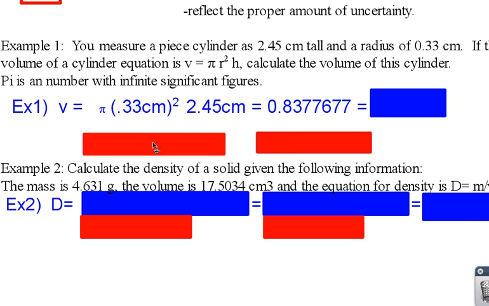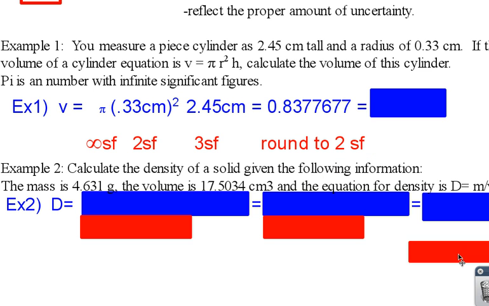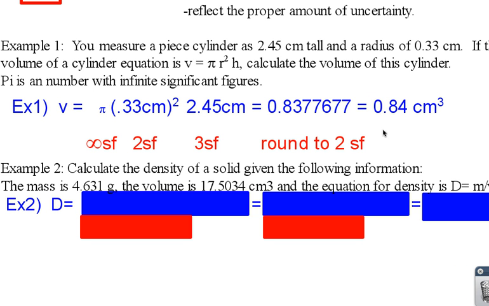Hopefully you came up with the following. Hopefully you came up with infinite sig figs for pi, 2 sig figs for 0.33, and 3 sig figs for 2.45. So of these three values, 2 is by far the smallest. So we're going to look at this answer that the calculator gives us, and we're going to round it down to just the first 2 sig figs. And the first 2 sig figs are the 0.83. After that comes a 7, so we're actually going to record 0.84 as our value.